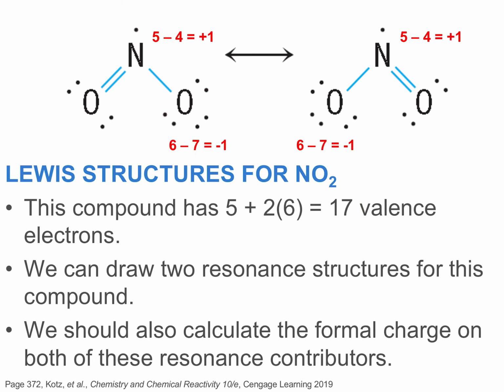If I get rid of my scribbles and write my formulas instead, nitrogen has a positive 1 formal charge, and the singly bonded oxygen has a negative 1 charge. The doubly bonded oxygen doesn't have a formal charge. So this is a neutral compound, and we notice that its formal charges add up to 0.